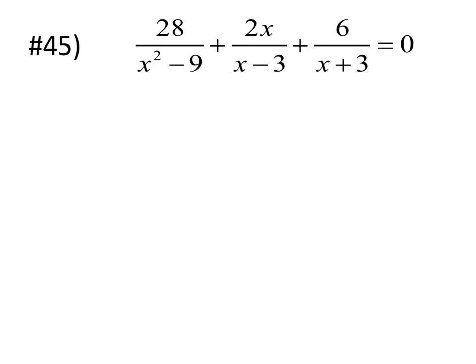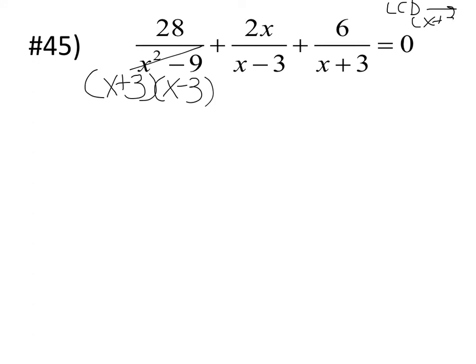All right. First things first, deal with difference of squares. So your LCD is x plus 3 times x minus 3. And that's going to get multiplied times every piece.